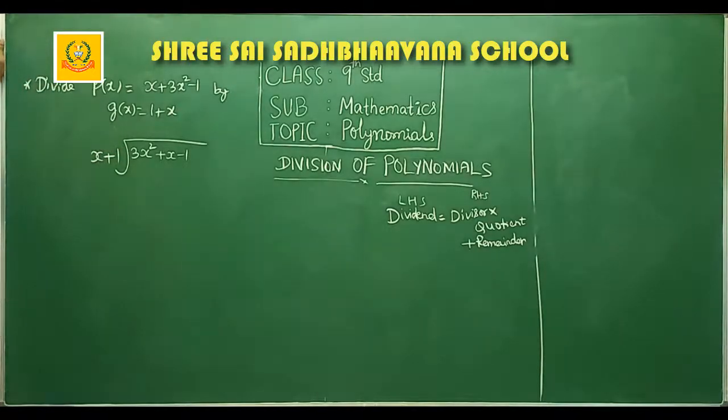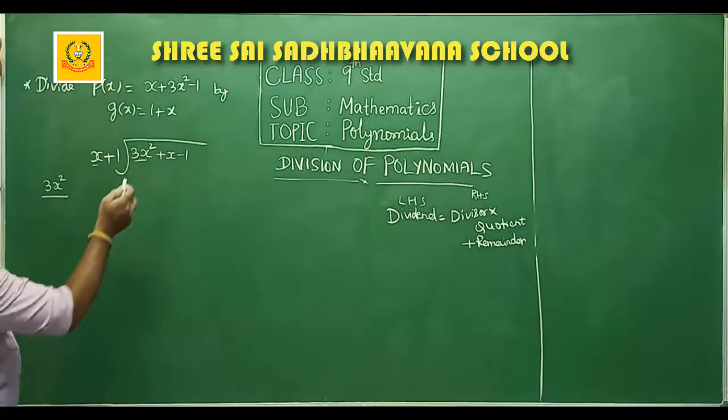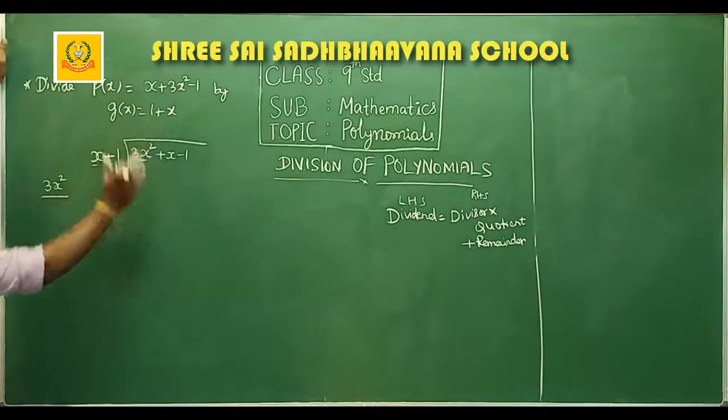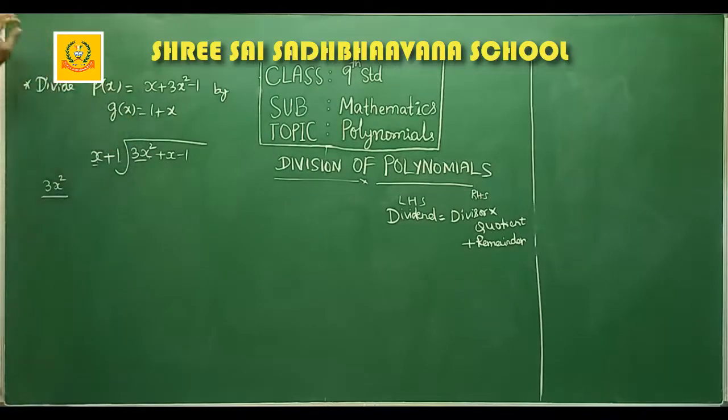Now, how to take the numbers? Listen carefully. What is the first term we have? 3x square. Take 3x square. And what is the first term here? What is this called? Everybody knows this is the dividend, which we are going to divide, and this is the divisor. Only these two we have. What do we have to find? We have to find the quotient and remainder. Got it? So now the first term is 3x square, and what is the first term in the divisor? x. So we are dividing 3x square by x. So what happens?